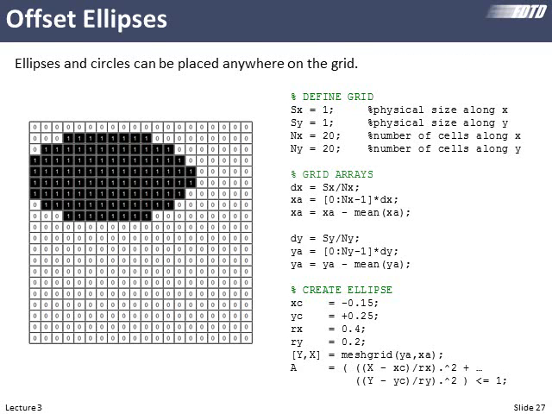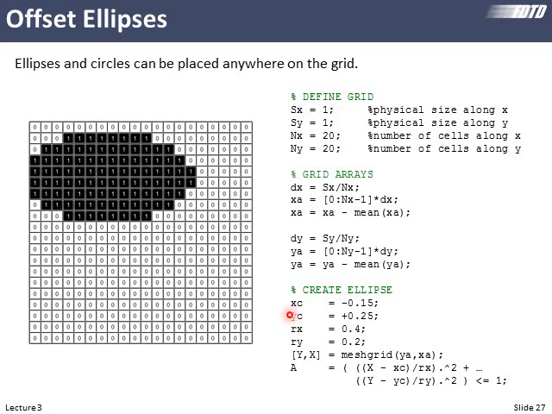Okay, suppose we want an ellipse, but we also don't want it centered. How do we do that? Well, we start off exactly the same way. Physical size of the grid, how many cells we want in our grid. We create our grid arrays, we center them, we still center it. So X and Y will both be 0 right around the center of our grid. The difference is in how we're creating the ellipse.